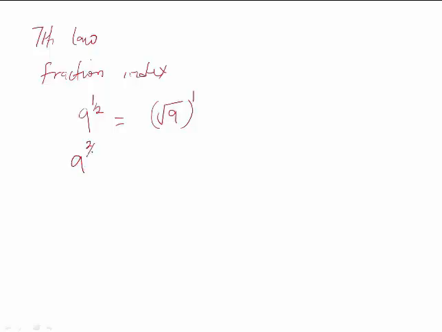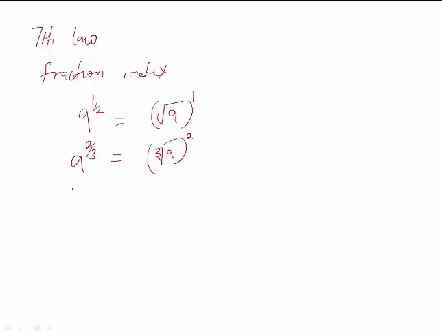Then the seventh law is referred to as fraction index. When you have A raised to the power of a half, what it simply means is find the square root of A and raise it to the power of 1. Now, assuming I have A raised to the power of 2 over 3, what it means is find the cube root of A and raise it to the power of 2. Now, you can notice one thing. This is what I use in finding my roots. It is square root here because this is 2. It is cube root here because this is 3.